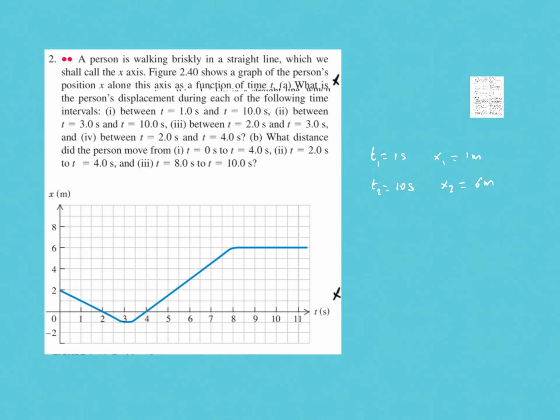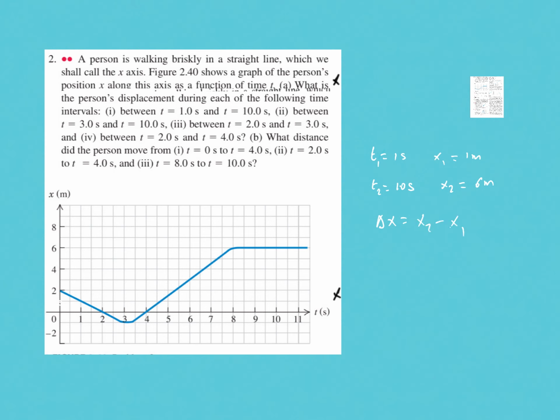Okay, at t equal 1, the object is at the position 1 meter. So at t equal 1, x1 equals 1 meter. At t equal 10, the object is at the position 6 meters. So what is the average velocity? What is the displacement? The displacement is x2 minus x1.